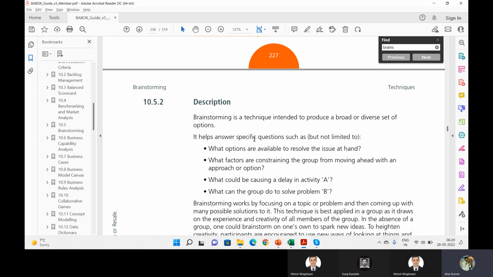So what does it say? It helps answer specific questions such as, what options are available to resolve this issue at hand? What factors are constraining the group from moving ahead with an approach or option? Let's go by bike. But we are 5 people, then someone will have to go another way. See, what could be causing a delay in activity A? What can the group do to solve problem B? So these things we get from brainstorming. I have never been to Ladakh, but I traveled till Jammu. But my experience will help in brainstorming and putting more options there.